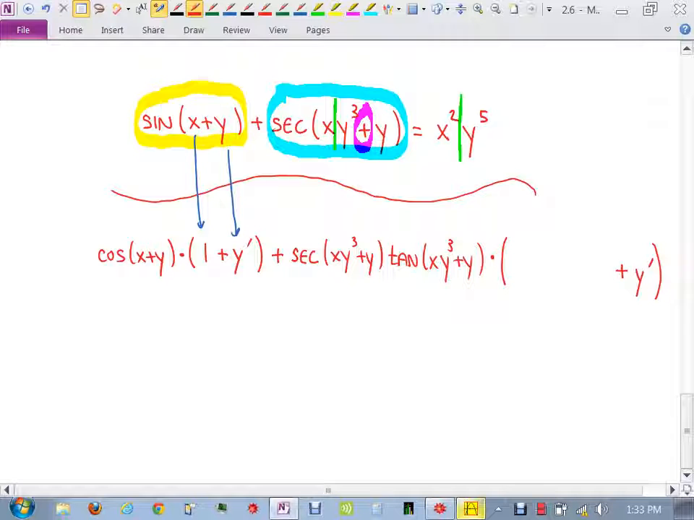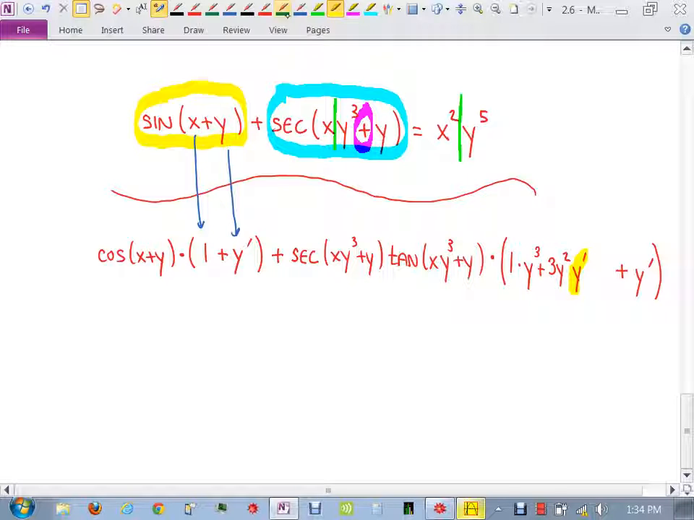Okay, but to the left of that plus sign, the purple, is a product rule. So what's the derivative of the product x times y cubed? 1 times y cubed plus, now very careful here. What is the derivative of y cubed? Times y prime. That is the big thing right here.